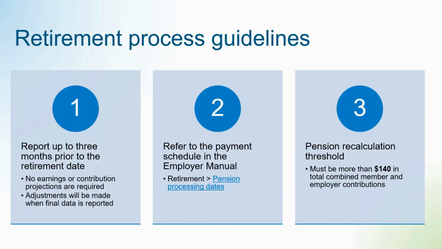Before we get into the details about how to report a retirement, let's look at some general guidelines. CAT prefers that you report a member's intent to retire up to 3 months prior to the date of retirement, if the employee has given you that much notice. This gives the plan enough time to process the retirement, so the member receives their first pension payment on their desired pension start date. It also gives the member enough time to review the retirement option package and make their election.